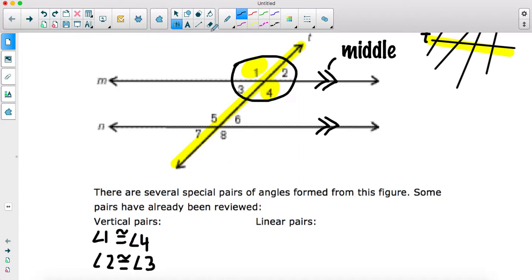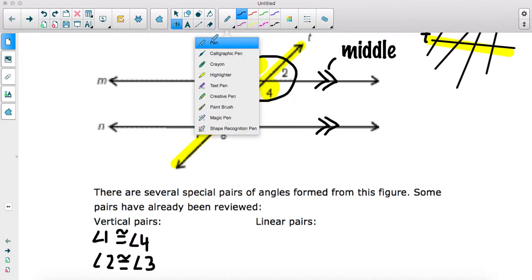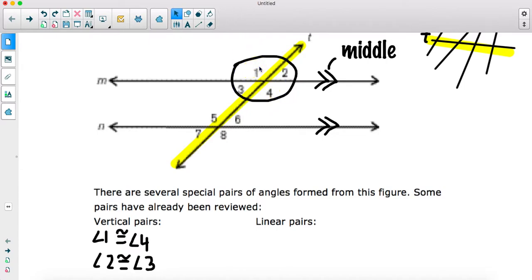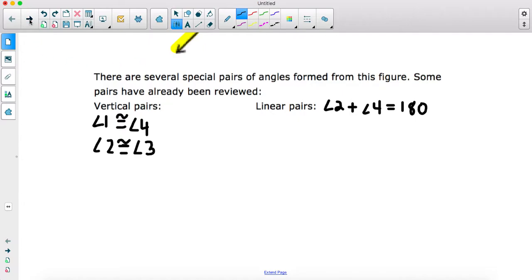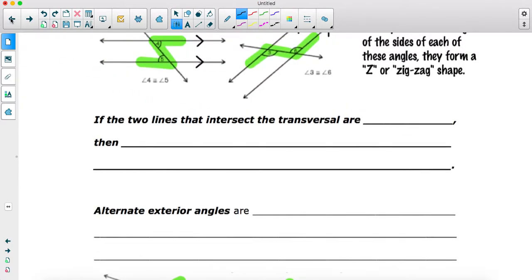All right, linear pairs are basically a supplementary set of angles that are adjacent to one another. So I'm going to get rid of some of our highlighting here. Any consecutive angles that are next to each other that share a vertex, like 2 and 4, would be considered a linear pair. So those ones would not be congruent, but they'd be supplementary. Okay. So what I'm going to encourage you to do, let me double check to make sure I'm on the right page here of my notes. Yeah, it was on here.